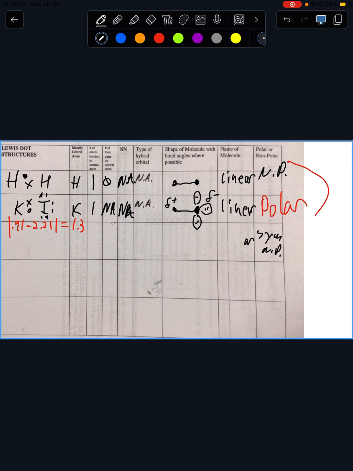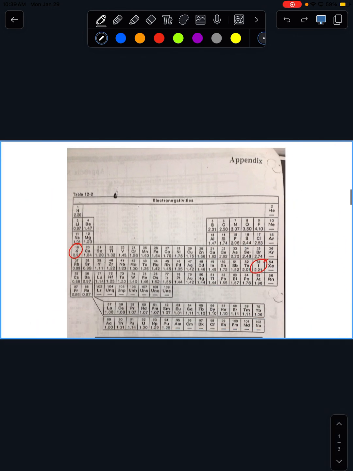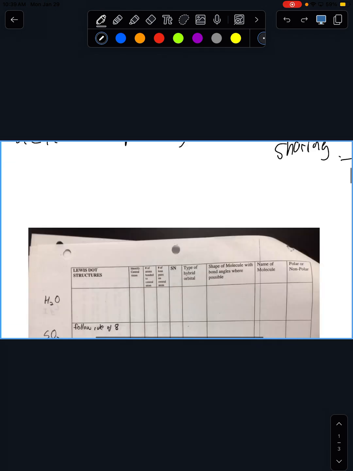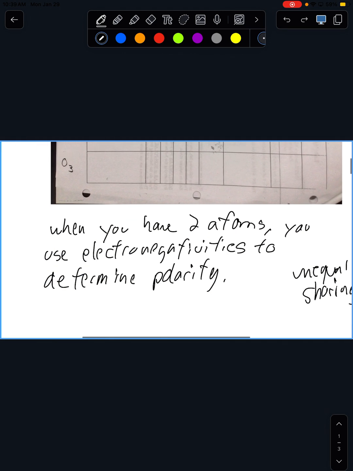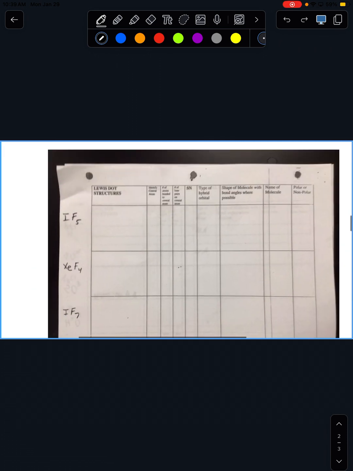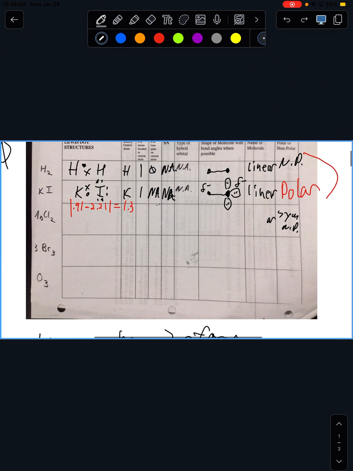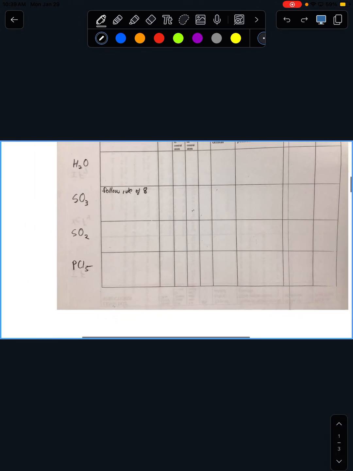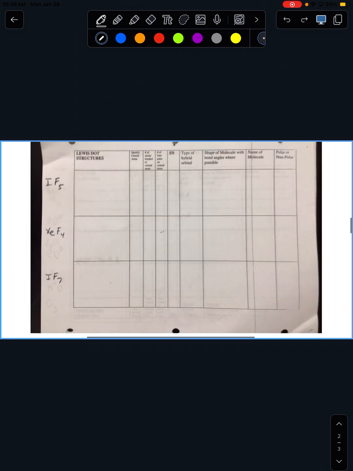So for 2 atoms, check the electronegativity. So when you look at the rest of these, where is it? Is a page missing? I think a page is missing from this lab. I think a page is missing. I'm gonna go run off a page for you. But if you encounter two atoms, you have to use the electronegativities.